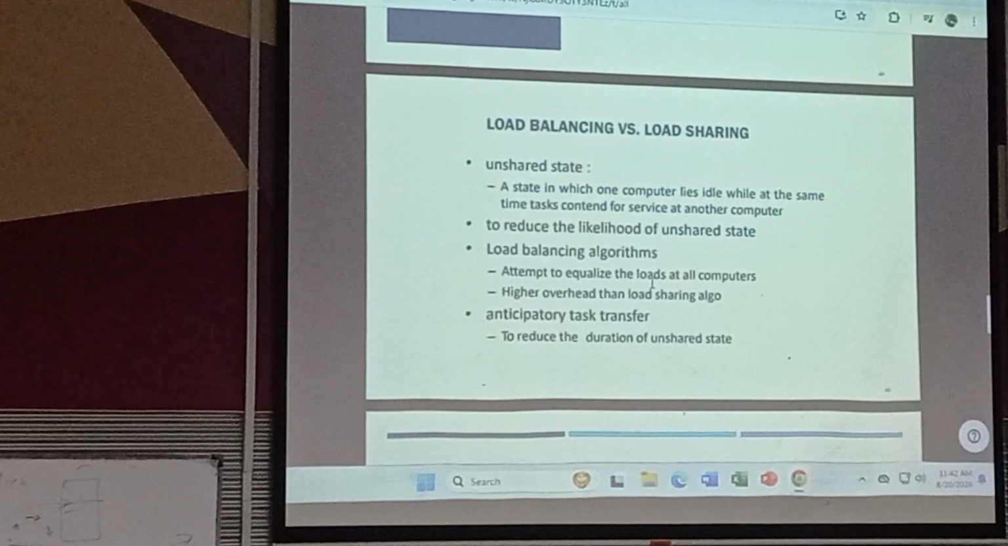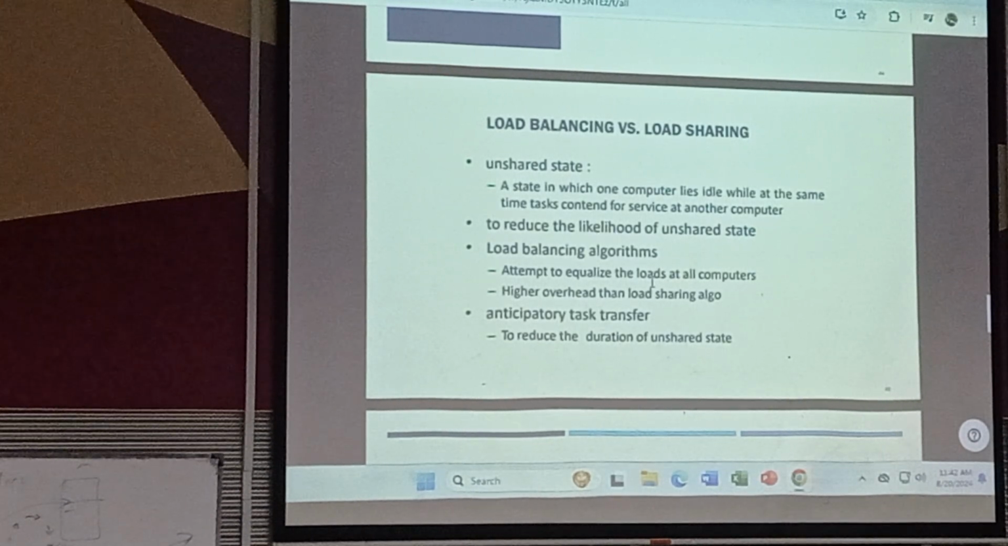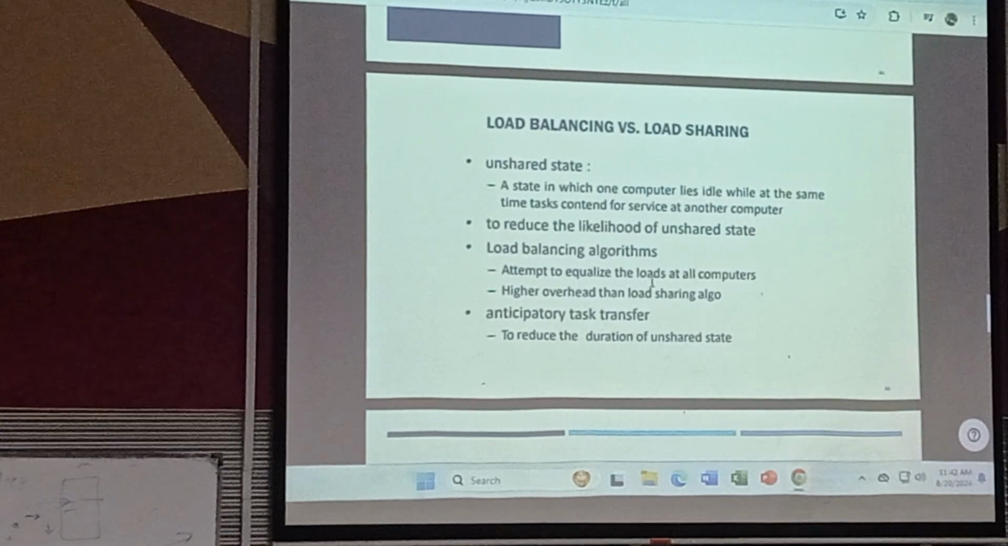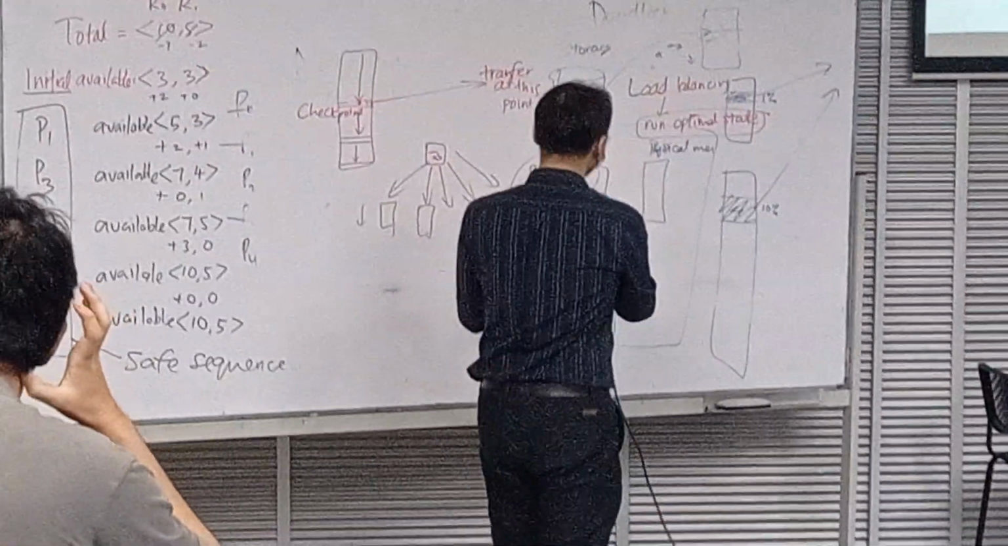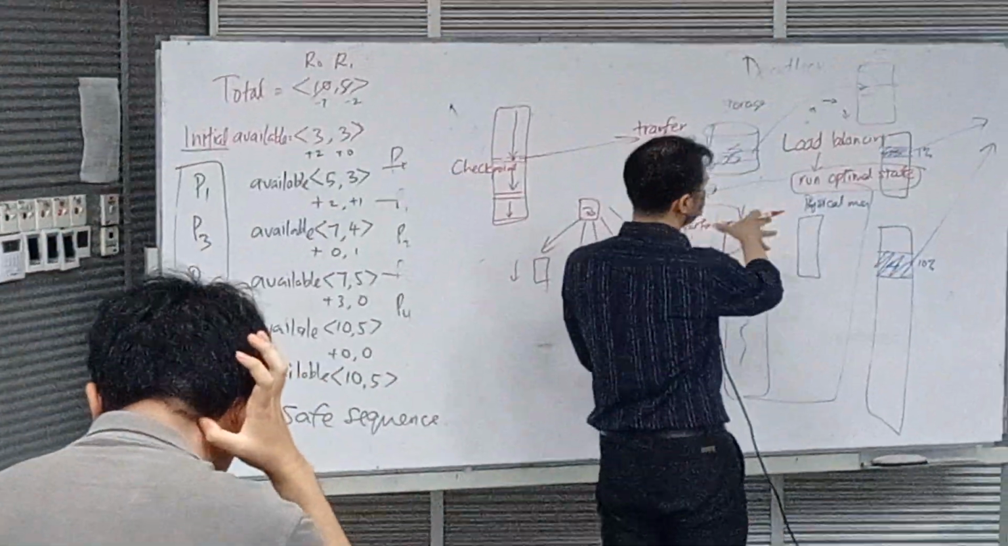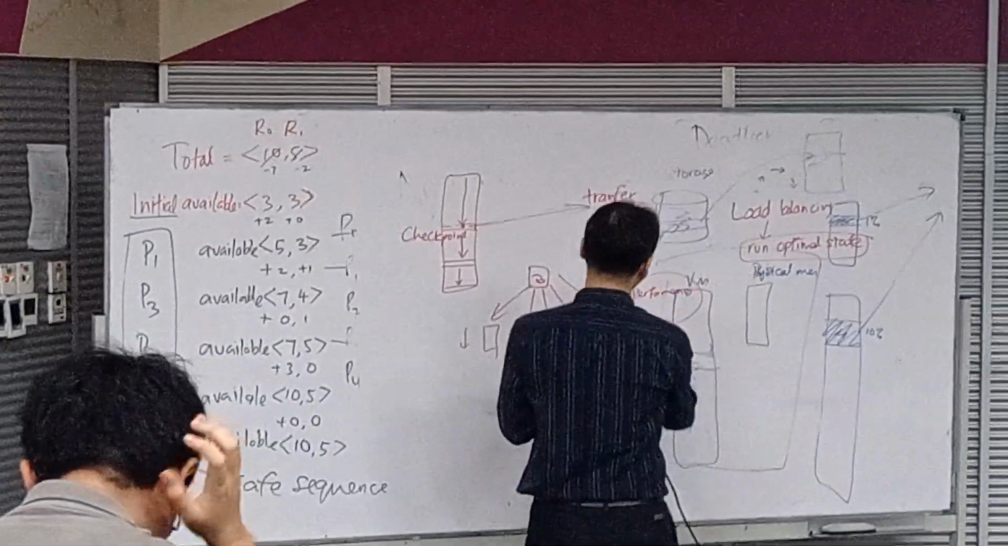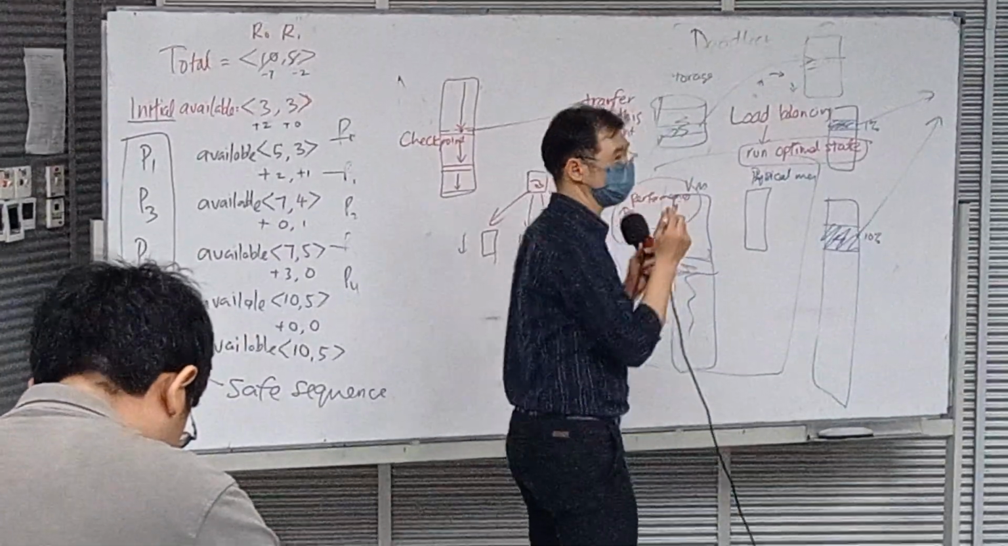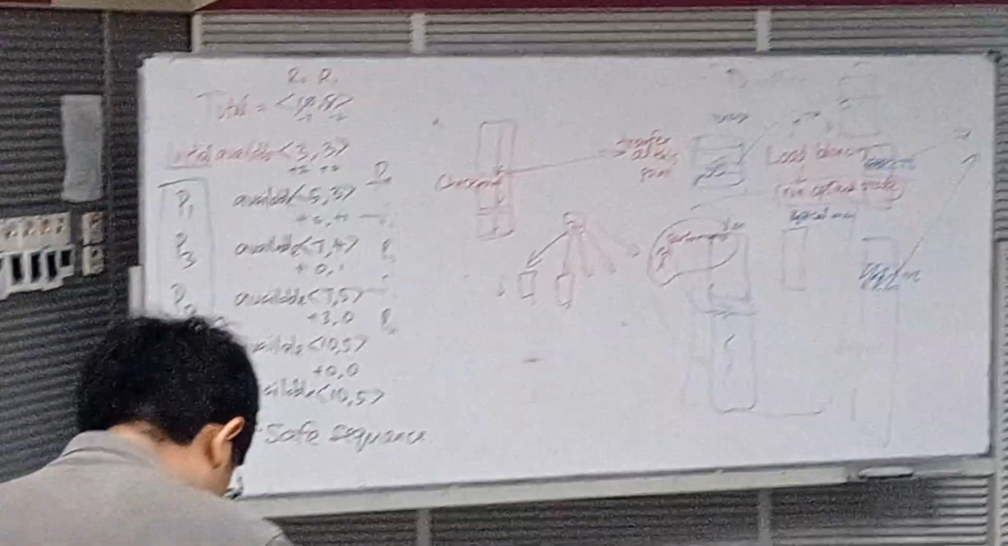So load balancing is to run at optimal state, the main objective. Okay? Load sharing is almost the same. You actually split the task as well, but the objective is to increase the performance. Is that correct? Okay, so that is the difference between the two.